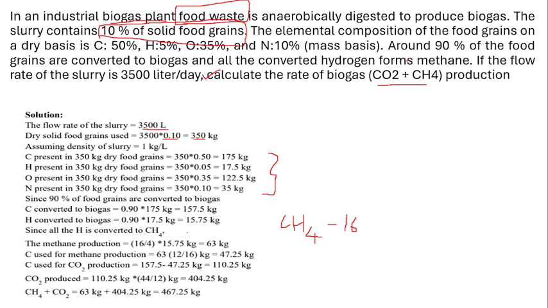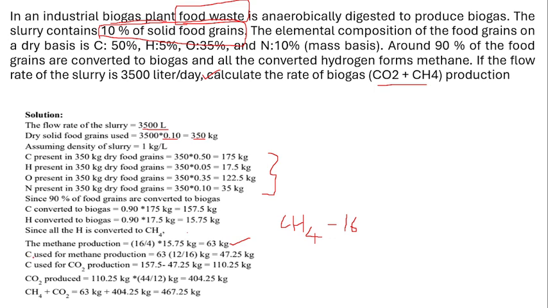Right. So in the question itself, it is given that all the hydrogen is formed into methane. So how much hydrogen is converted to biogas? 90 percent of 17.5 kg, which is nothing but 15.75 kg. So for 4 kg of hydrogen, 16 kg of methane is formed. Then for 15.75 kg of hydrogen, how much methane is formed? Then we have to cross multiply and find it, which is 16 divided by 4 into 15.75, and it will give you 63 kg. So for 15.75 kg of hydrogen, 63 kg of methane is produced.